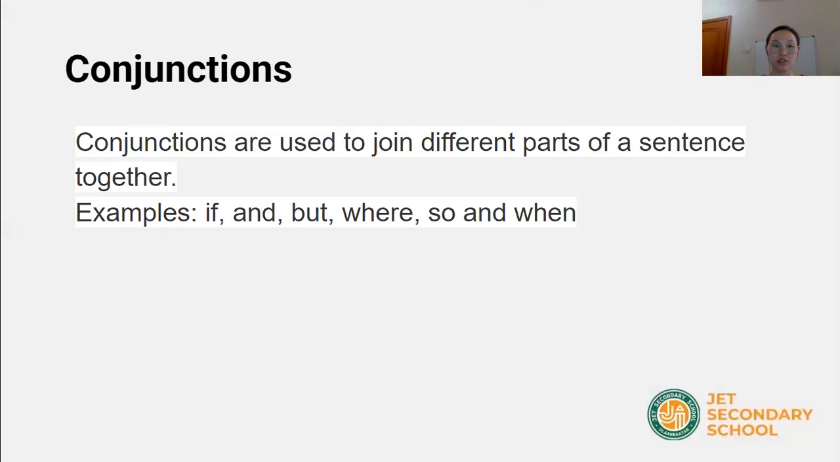Okay, so conjunctions. We have already been introduced to this topic in the previous weeks: and, but, so, and because. We have learned about them. Basically, conjunctions are used to join different parts of a sentence together. So examples can be if, and, but, where, so, and when.